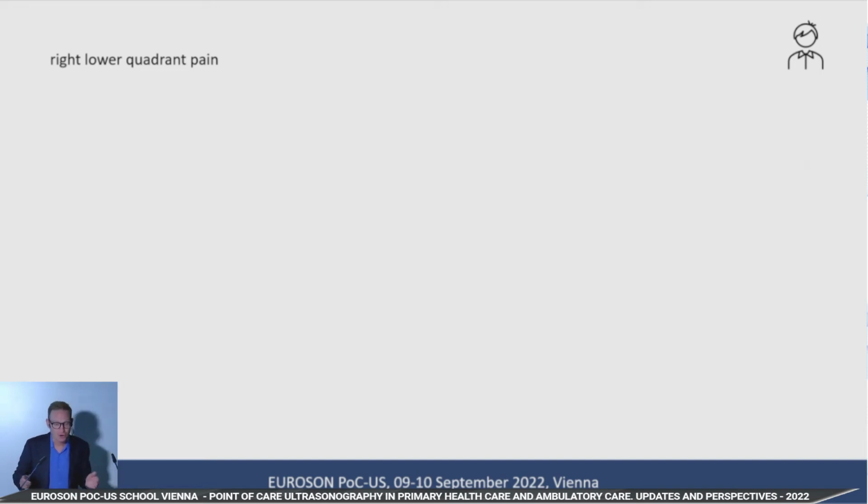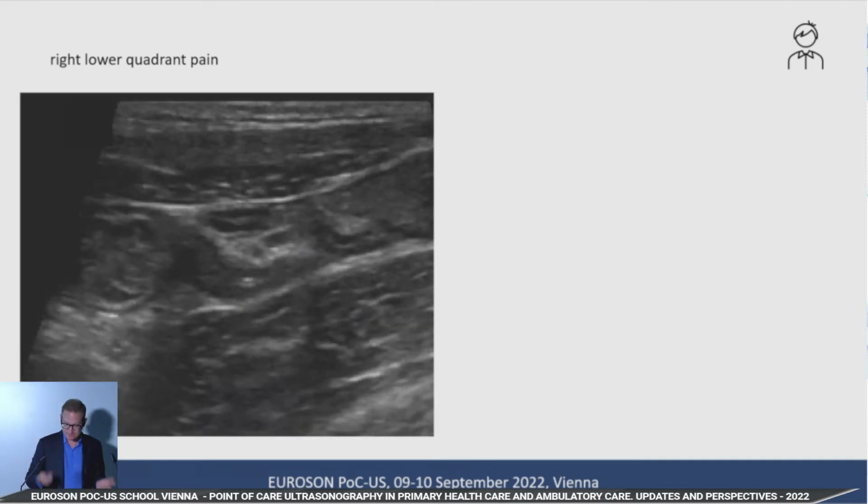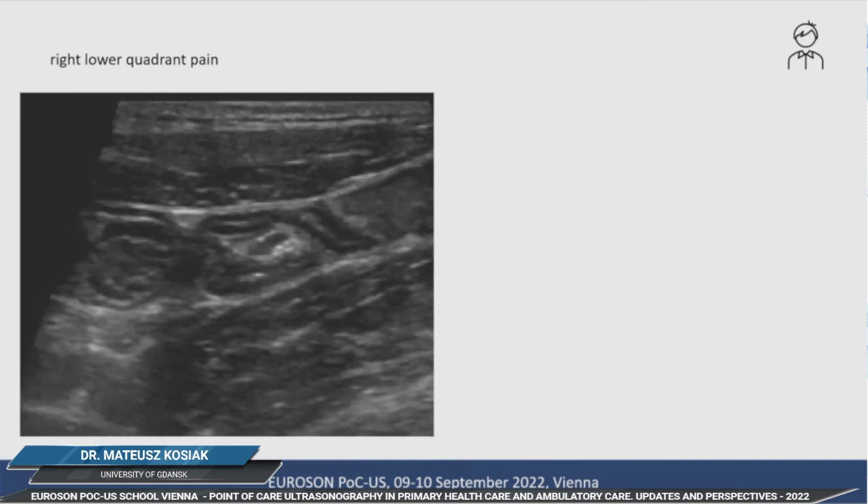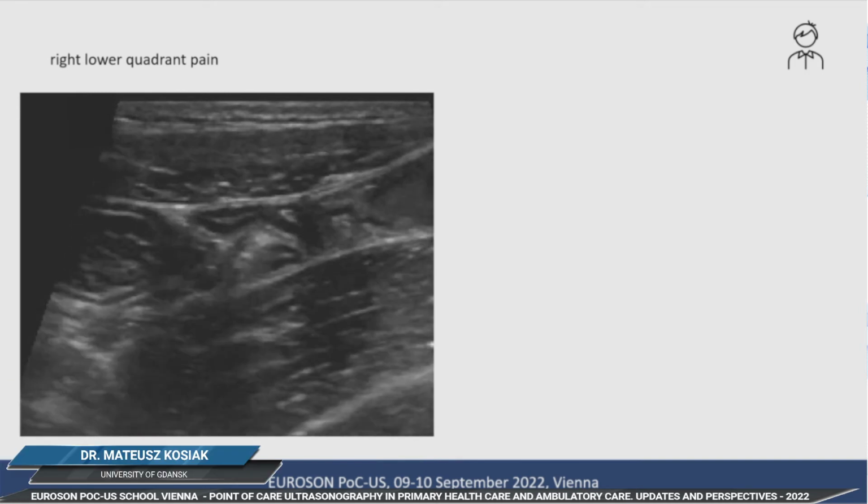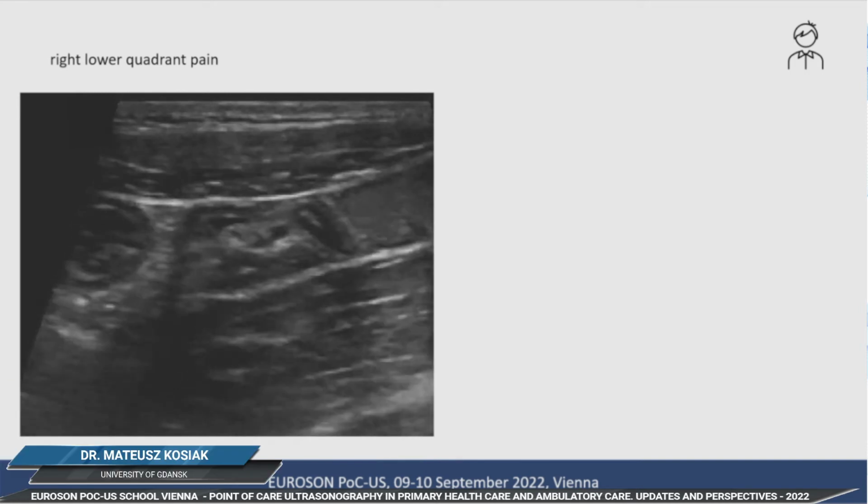Right lower quadrant pain. As we can see, we have a very small child. What do we want to consider if it's a child with right lower quadrant pain? Appendix. So this is how it works. You don't go fishing, whatever I catch. You know what you are looking for. We are looking for an appendix. Do you see the appendix over there? Here? Long in this situation.